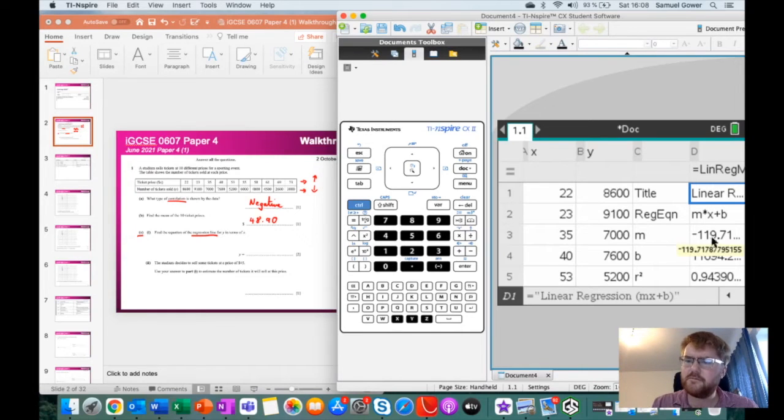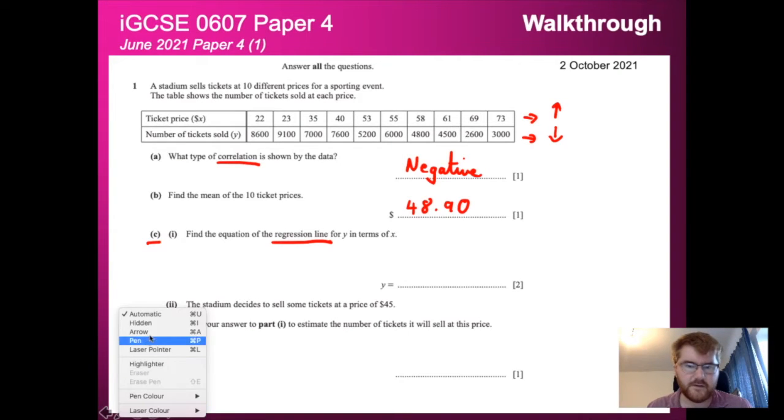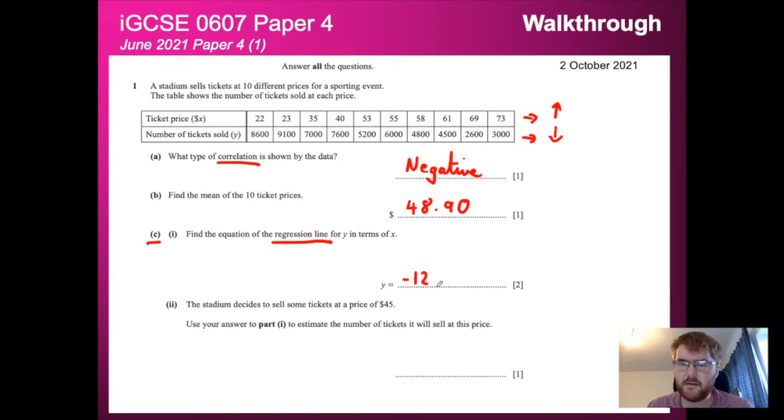Now the M represents the gradient, and then the B is the C in Y equals mx plus C. It's an American calculator. And remember, we are going to round to 3 significant figures. So the way we actually write this information in is as follows. We are going to write Y equals minus 120. Remember, 119.7 rounds up to 120. And then for the second part, we're going to write 11,700.